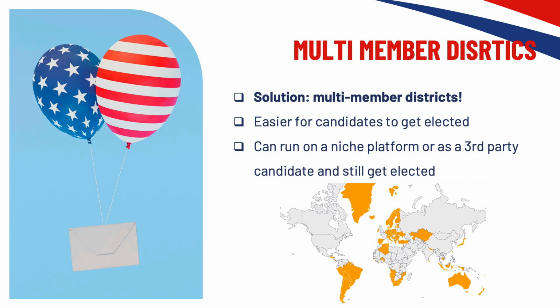So the solution: multi-member districts. The idea behind multi-member districts is essentially that the number of seats that a party gets would be proportional to the number of votes they got. For example, if there are two parties running, A and B, and Party A wins 30% of the votes, then they would get 30% of the seats. And if Party B won 70% of the votes, then they would get 70% of the seats.